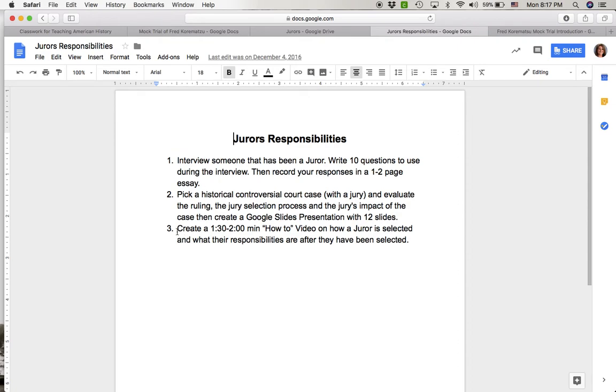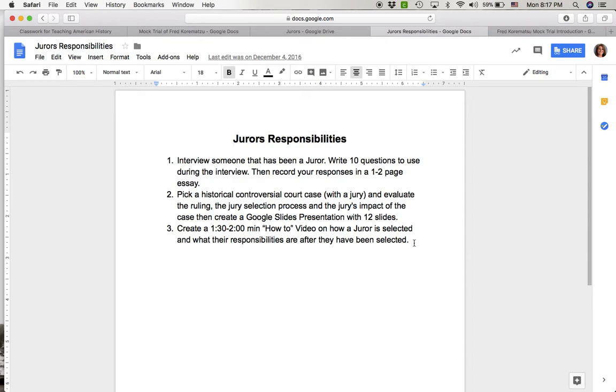Then finally, number 3, you could create a 1 minute and 30-second to 2 minute video on how to be selected as a juror, how jurors are selected, and what their responsibilities are after they've been selected. So these are your 3 opportunities. You may choose one of them, and that is what you need to be working on these next 2 days, and that is what you will be turning in by Friday.